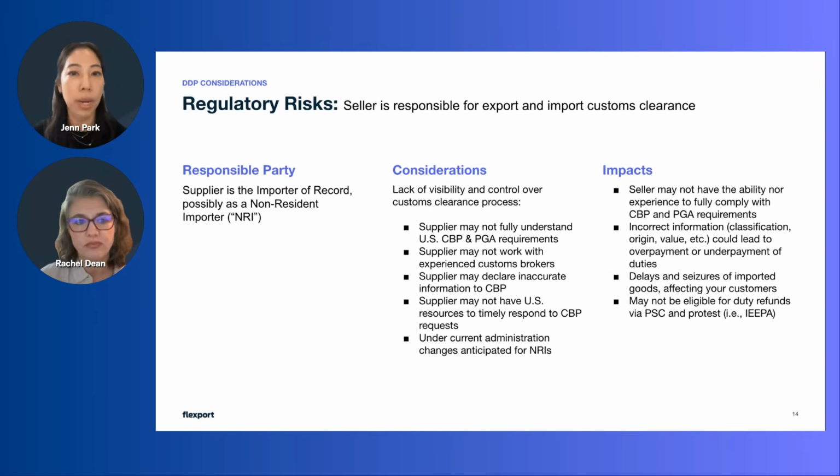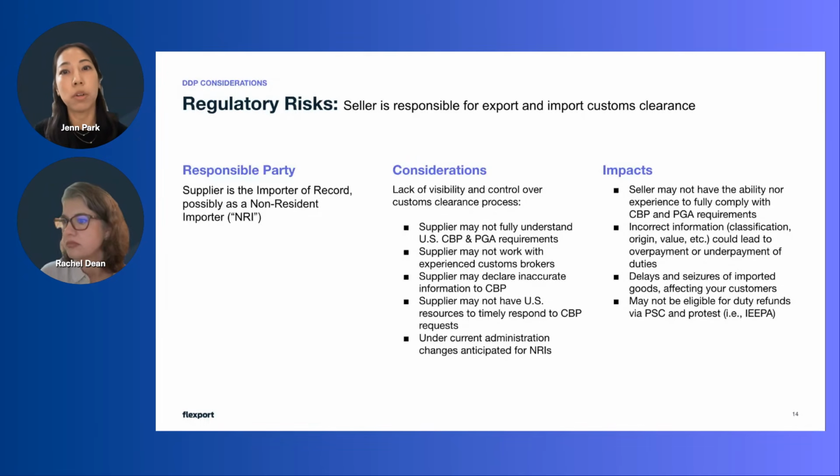And also, one thing we do want to call out for consideration is, under the current administration, there are changes anticipated for non-resident importers. It is possible that it may be eliminated, or that the rules around NRIs may change. So if you switch over to DDP and your supplier is importing as an NRI, non-resident importer, and the rules change in a few months, you're in a situation where your suppliers no longer can import the goods, right? So what do you do in that scenario? You need to figure out whether you're going to be the importer of record. But just dealing with that what-if scenario is a risk that you would want to consider.